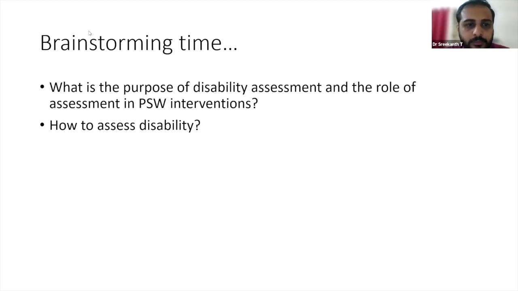So for the UDID card, basically we do the disability assessment to get the benefits from the government. Okay, good point. So one is to get the welfare benefits and social security benefits for persons with disability, which are provided by various central and state governments. Yes, a good point. Anything else?